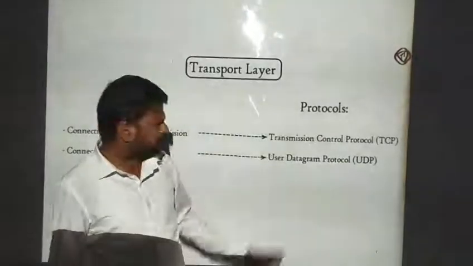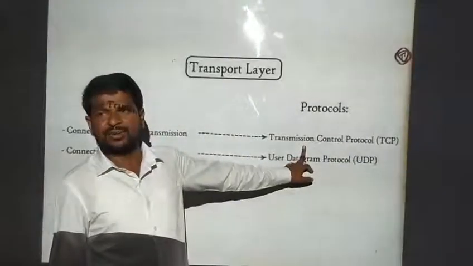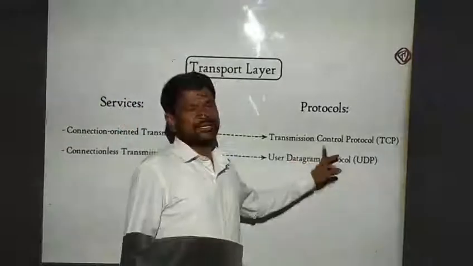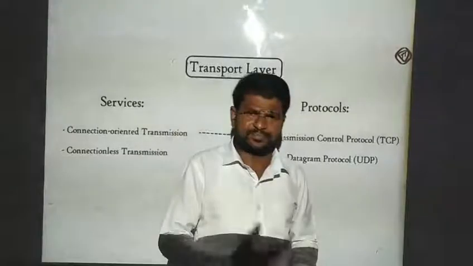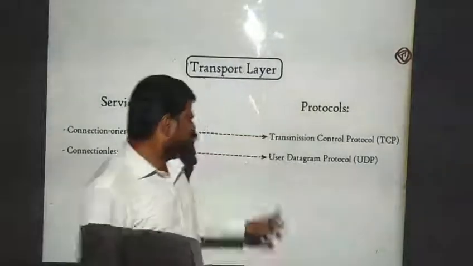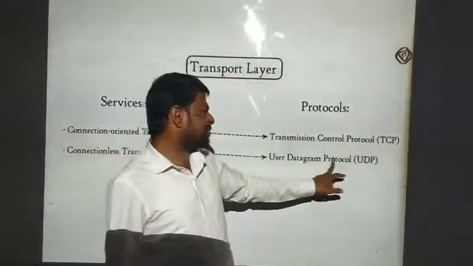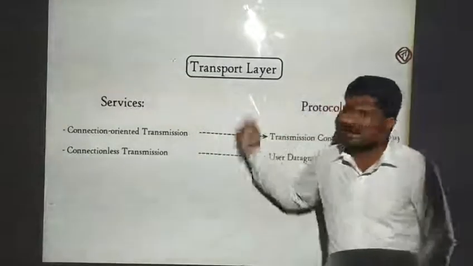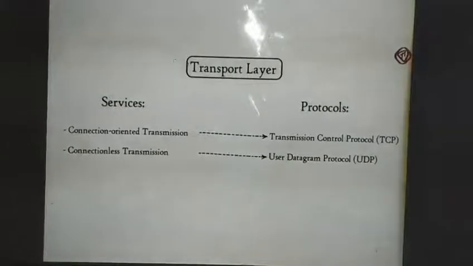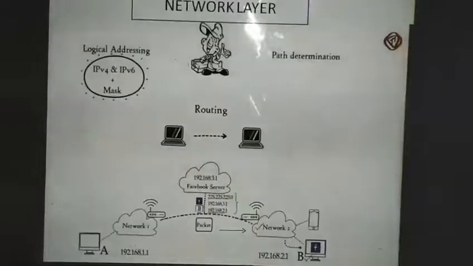Why? Because TCP has to give feedback whether the data is received by the receiver or not, whereas User Datagram Protocol has no need to give feedback. So this is about the transport layer. Let us see the next layer, which we call the network layer.